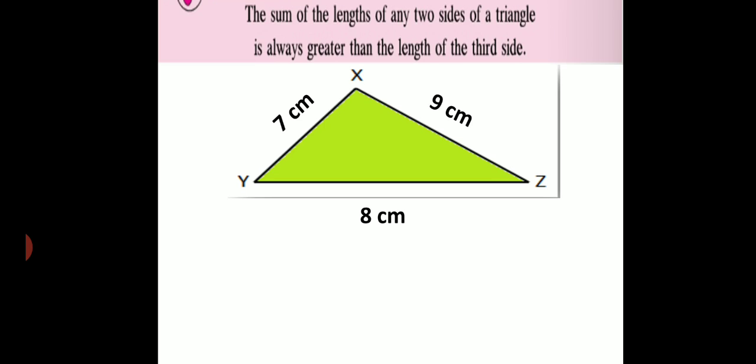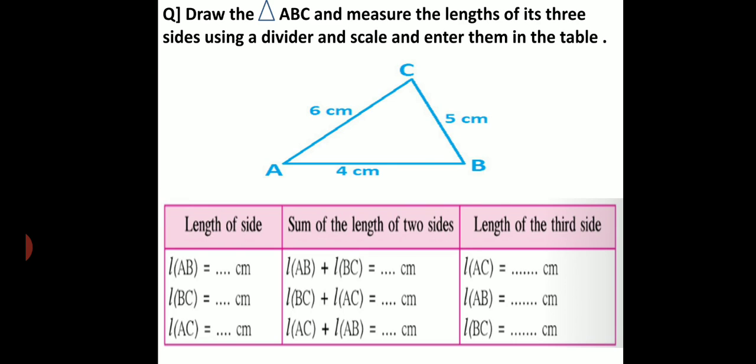Now based upon the second property, we will solve one sum, which is given to you in your textbook, page number 79. Right below, you will find there is again a question given like this, wherein they have asked you to draw the triangle ABC, and measure the lengths of its three sides using a divider and a scale and enter them in the table.